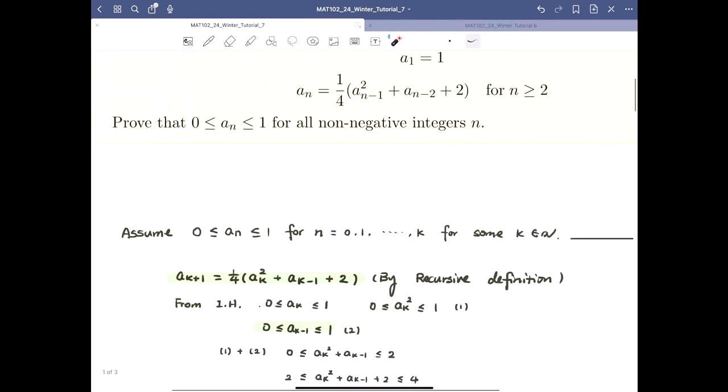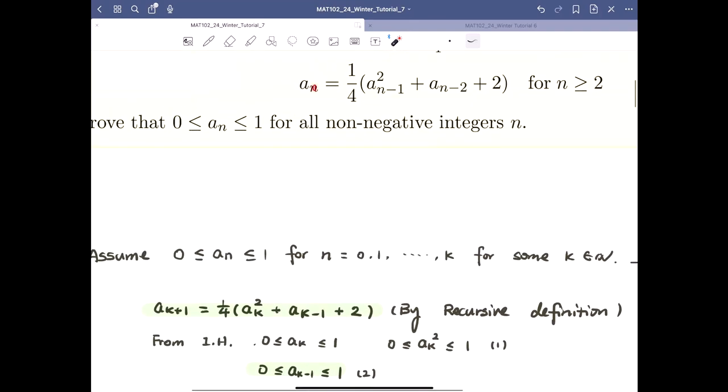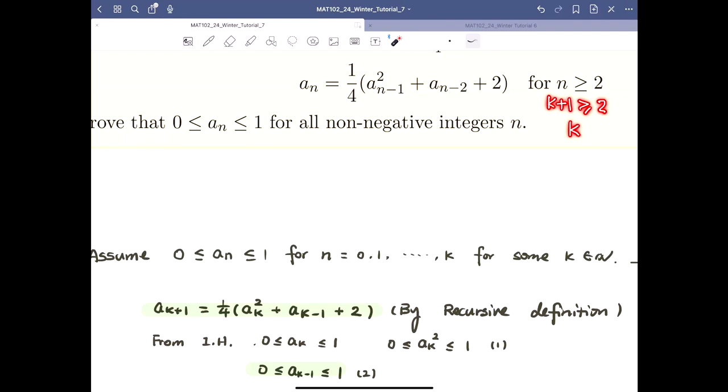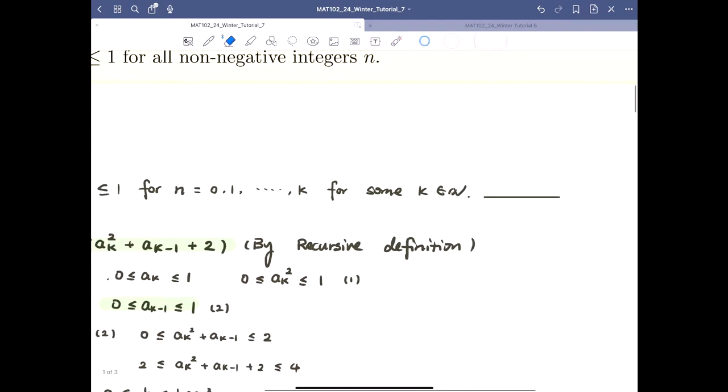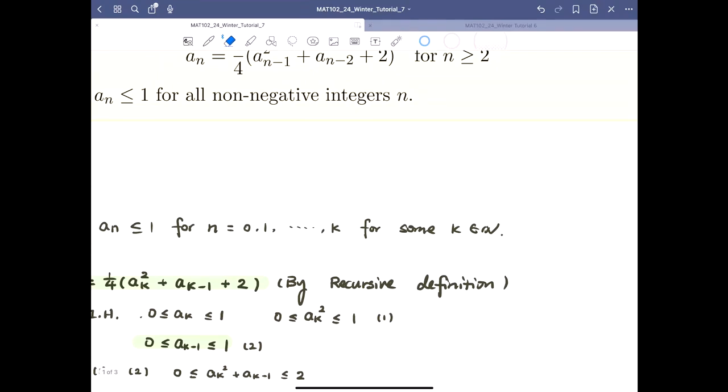Why is it n greater than or equal to 2 here, but k greater than or equal to 1 is okay? Because when we use it here, your n is k plus 1. So n has to be greater than or equal to 2 means that k plus 1 has to be greater than or equal to 2, so k has to be greater than or equal to 1. Does that make sense? So I don't need to add anything here because natural numbers are already greater than or equal to 1. But for other problems, you may need to add a restriction here.